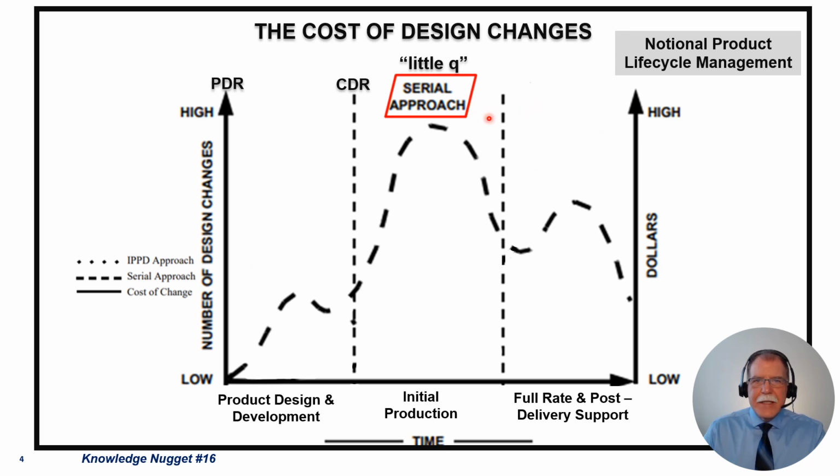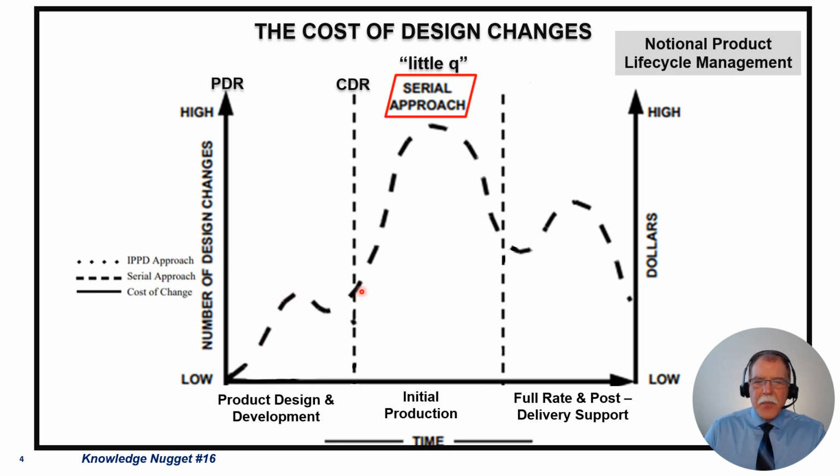So first, we're going to take a look at the little q quality planning approach that is referred to as the serial approach. We have 3 phases of product life cycle. We have the product design and development phase between preliminary design review and critical design review. We then have the initial production phase. Then we have the full rate production phase and post-delivery support.